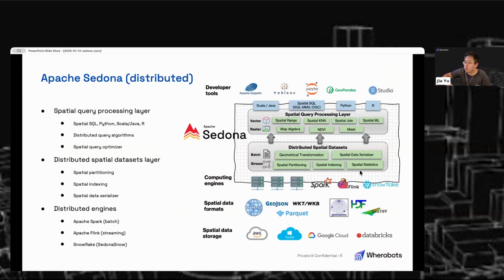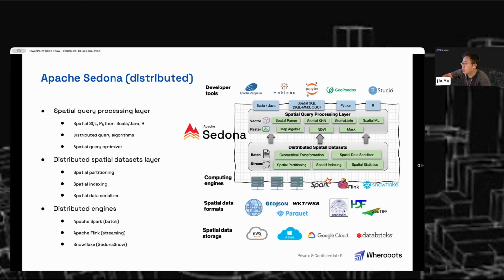So here is a quick overview about the Apache Sedona project itself. In particular, this diagram is about the distributed engine of Apache Sedona. Sedona has basically three layers. The first is the spatial query processing layer. It has spatial SQL, Python, and Scala APIs. It is also equipped with a number of distributed query algorithms. It also has a spatial query optimizer that automatically chooses the best query algorithm given a particular query.